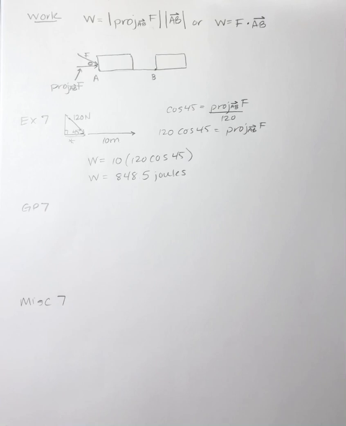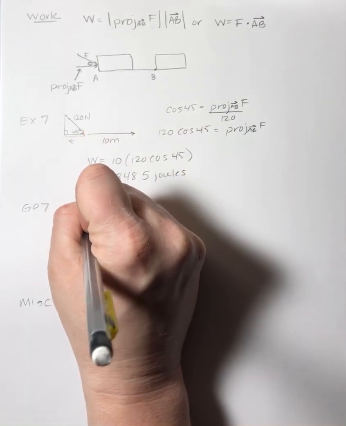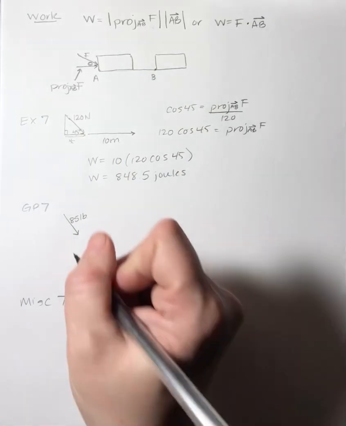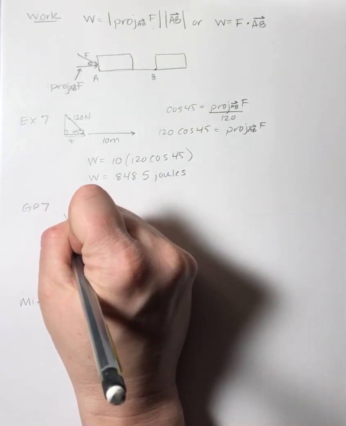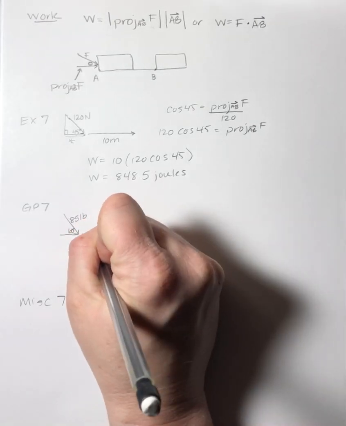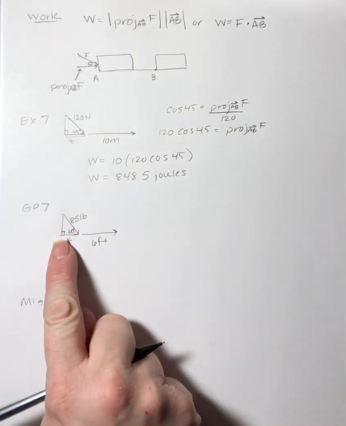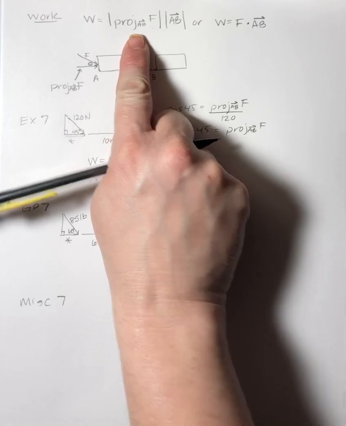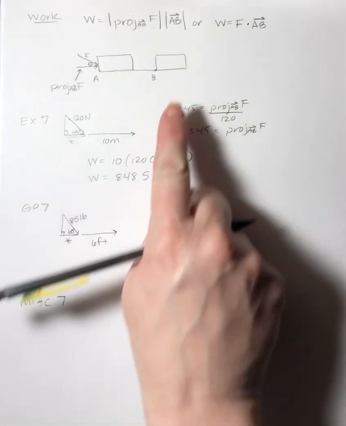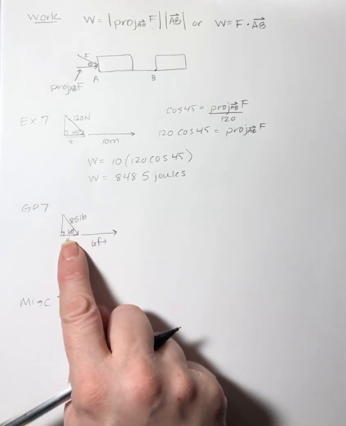Okay, guided practice 7. Rick is pushing a vacuum cleaner with a force of 85 pounds. The handle of the vacuum cleaner makes a 60-degree angle with the floor. How much work in foot-pounds does he do if he pushes the vacuum cleaner 6 feet? So again, I need the magnitude of this vector, and then times the magnitude of this vector, which is just 6. So this one, again, is also going to be a cosine.